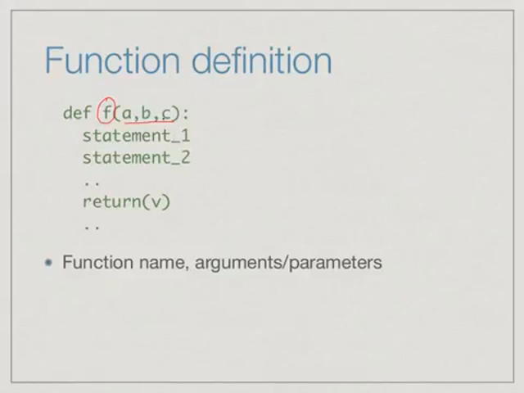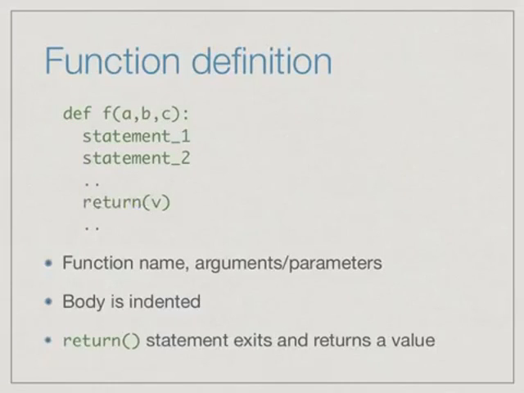Within the body of the function, a, b, and c will refer to the values which are passed to this function for a given call. Within a function, we might have a statement called return. The body of the function is indented like we had for if, while, and for. If the return statement is encountered, the execution of the function ends and you get back to where you called the function from, returning the value in the name v. This could be any expression, right? So we could just have return of a constant or return of v plus 1 or whatever.